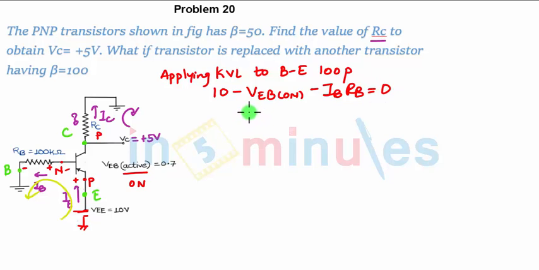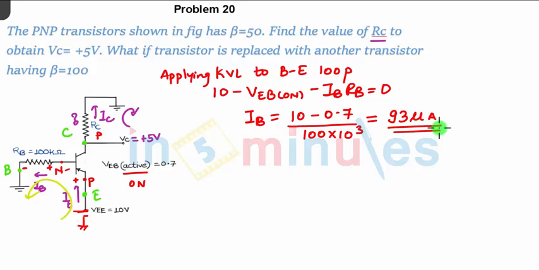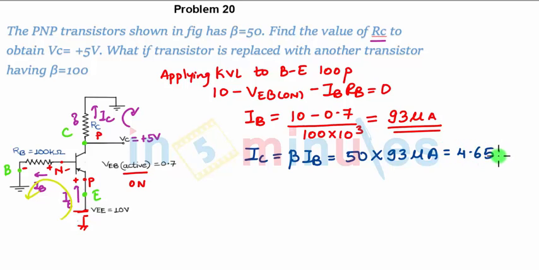From this you can find the value of IB as (10 minus 0.7) divided by 100 into 10 raised to 3. So this will give you IB as 93 microampere. Once you have found the value of IB, you can find the value of IC. IC is nothing but beta times IB. Beta is given as 50 in the question. So 50 into 93 microampere will give you IC, which is 4.65 milliampere.